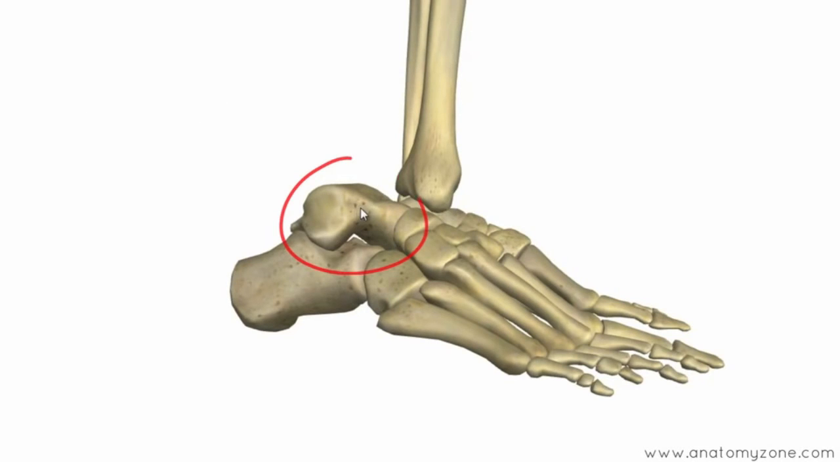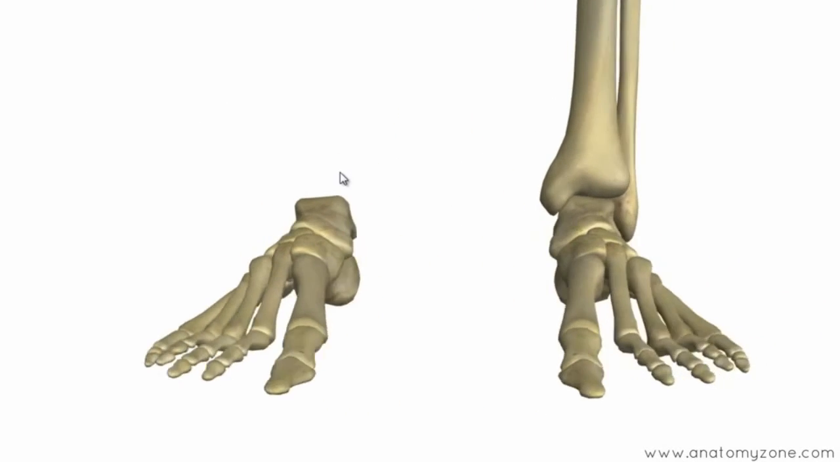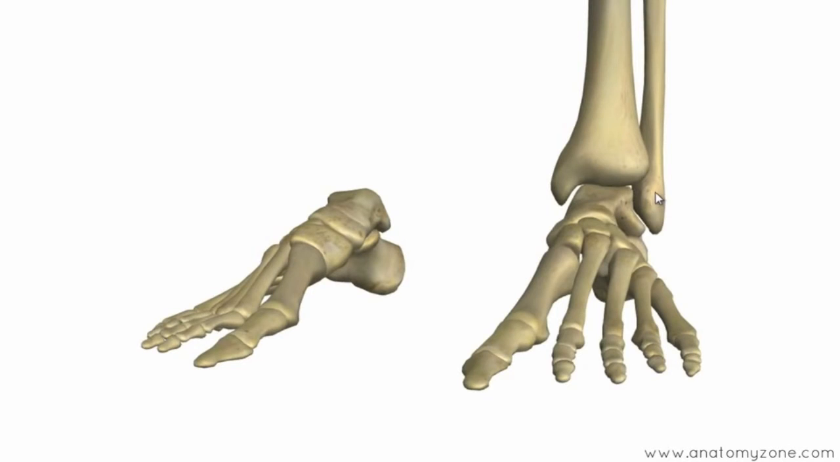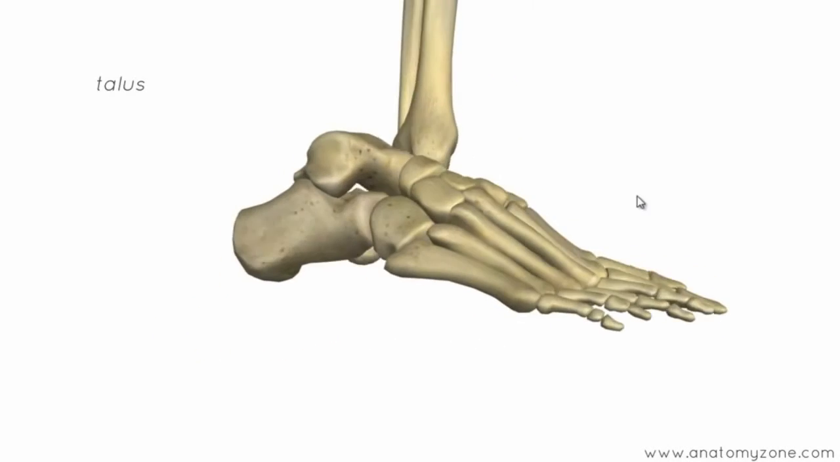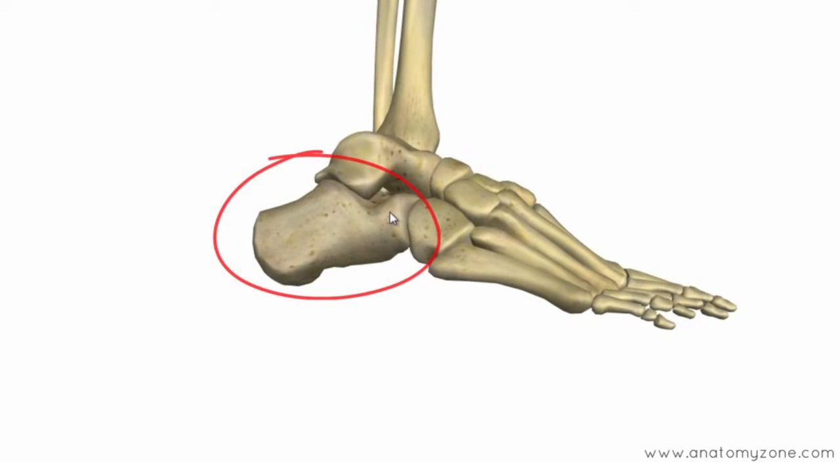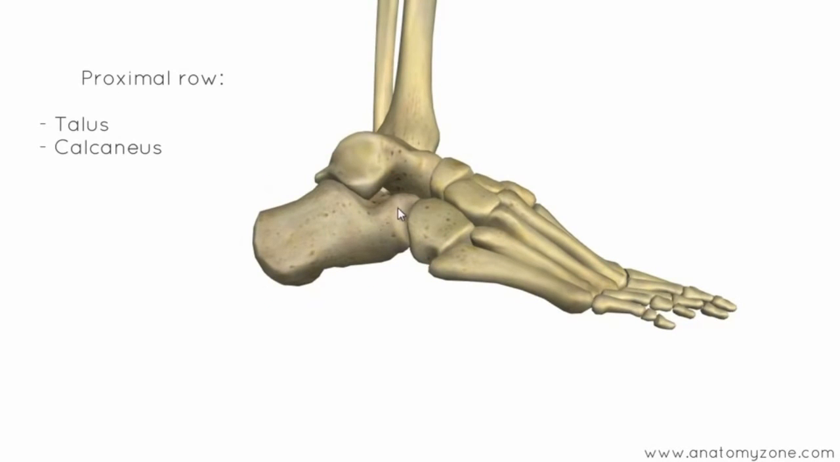You've just got this bone here, which articulates with the tibia and the fibula. So it's this bone here. It's called the talus. And you've got the calcaneus. So those are the two bones in the proximal row.